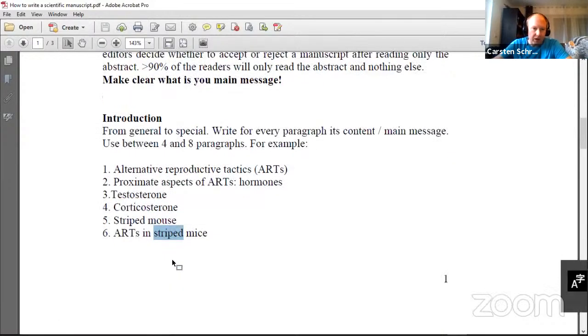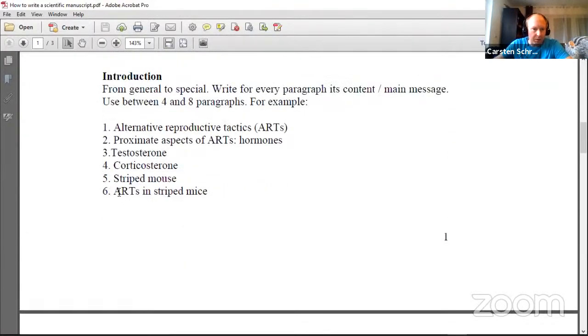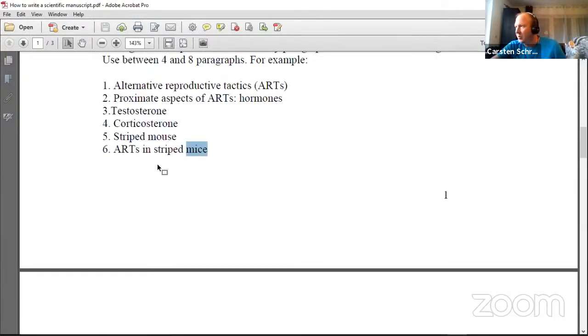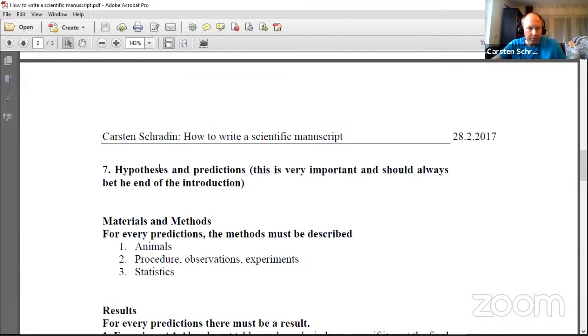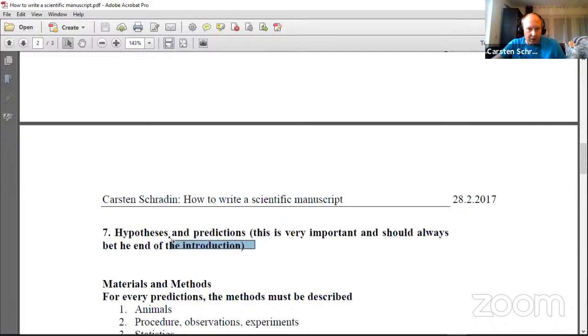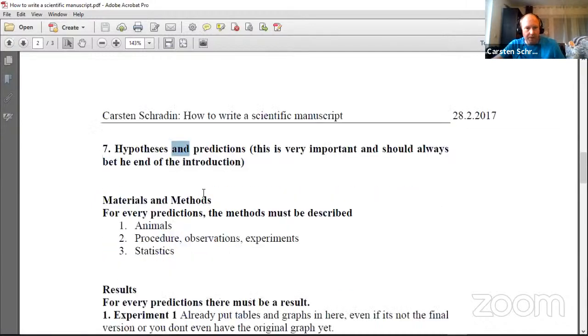And then the last paragraph, actually, also in striped mice, it should be about the specific predictions and aims of the study. This here is paragraph 7, hypothesis and predictions.